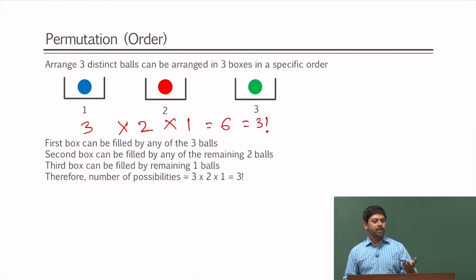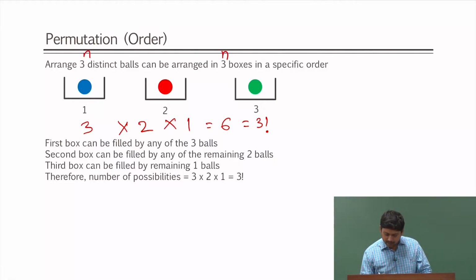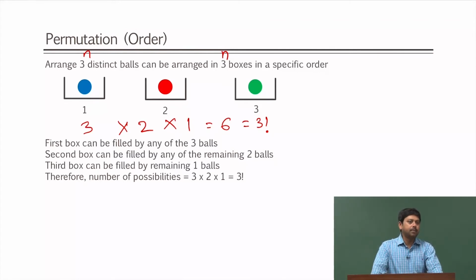Factorial n is typically n into n minus 1 into n minus 2 till 1. So, you see, if I have n distinct balls and n distinct boxes such that I can put only one ball in a box, I can do that in factorial n number of ways. That is called permutation. Permutation is nothing but arranging distinguishable things in a particular order.